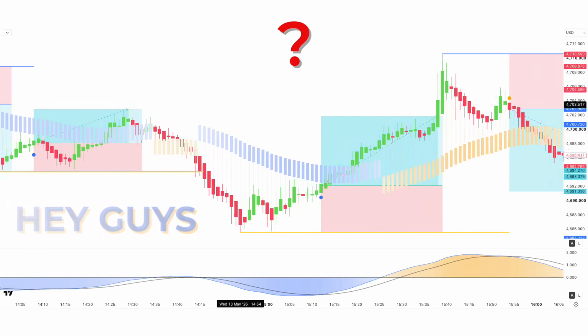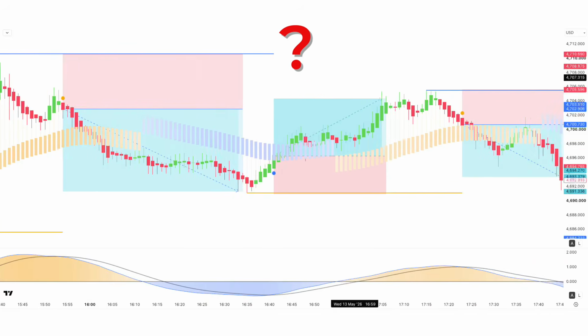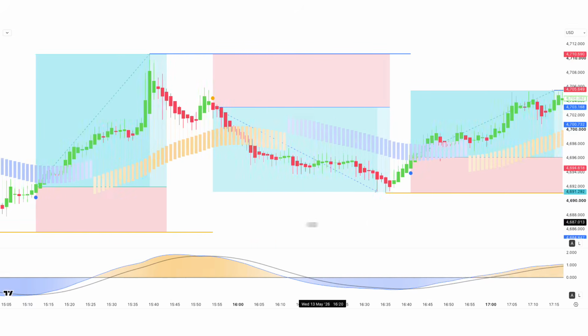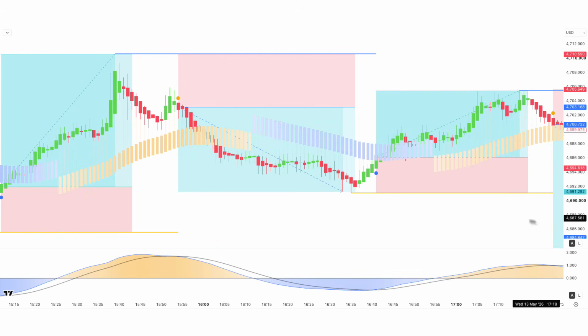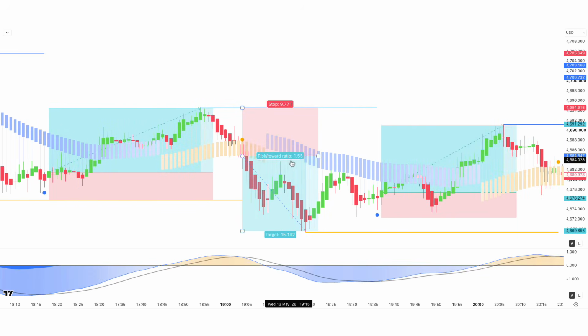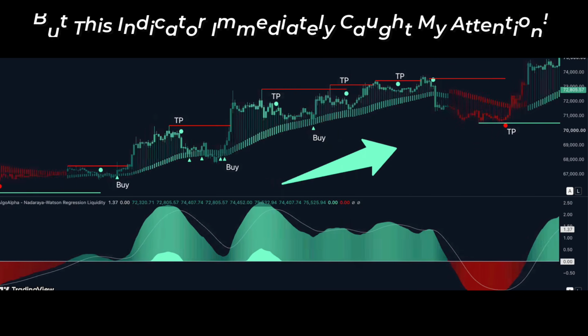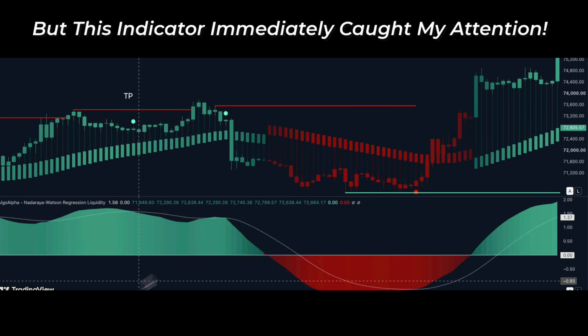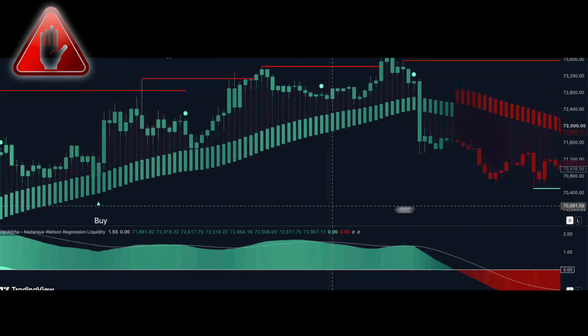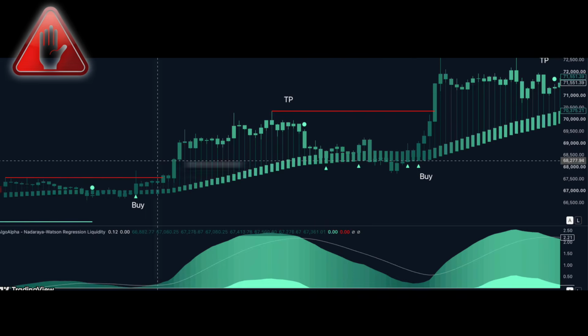Hey guys, what if you could simplify your chart without stacking indicator after indicator? I've spent a lot of time testing different SMC-based tools, looking for something that could make market decisions cleaner instead of more complicated. But this indicator immediately caught my attention. And no, I'm not saying it predicts the market or wins every trade. That's not how real trading works.